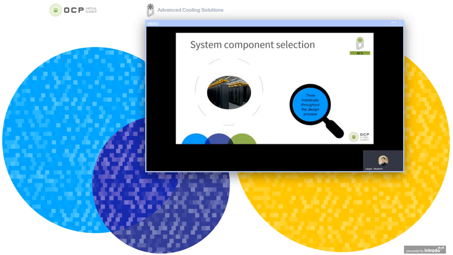Supporting the ACS architecture are a variety of subsystems and components that are critical to successful and reliable operation of the cooling system. The components themselves, as well as interactions and dependencies between them, warrant detailed analysis during design and specification.